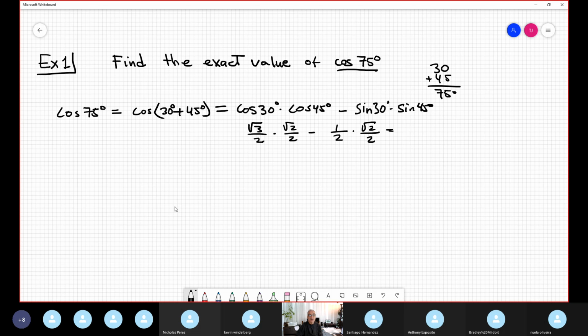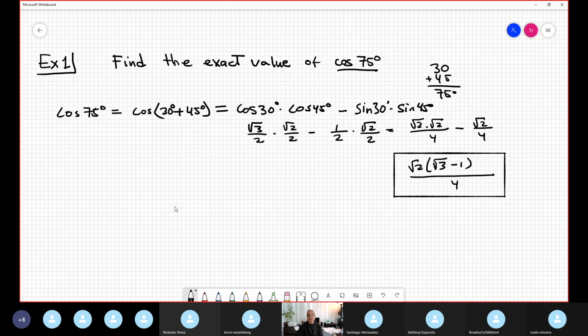Now the multiplication is radical 3 times radical 2 over 4, minus radical 2 times 1, which is radical 2 over 4. If you want, you condense with the common denominator 4, and you factor out radical 2. And the answer is radical 2 times radical 3 minus 1, over 4. End of the story. Do you understand or no?